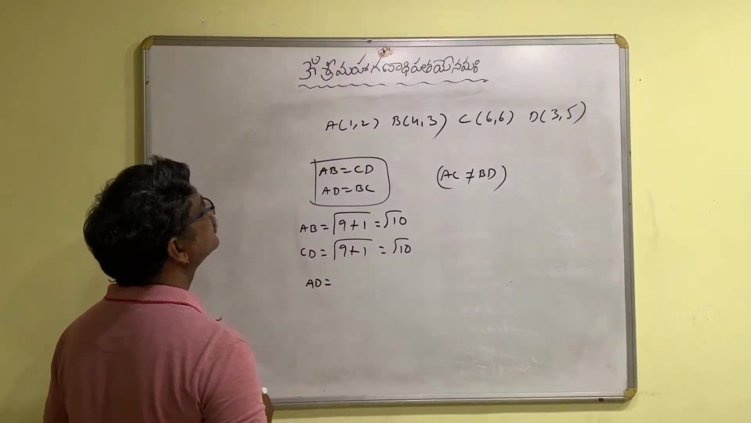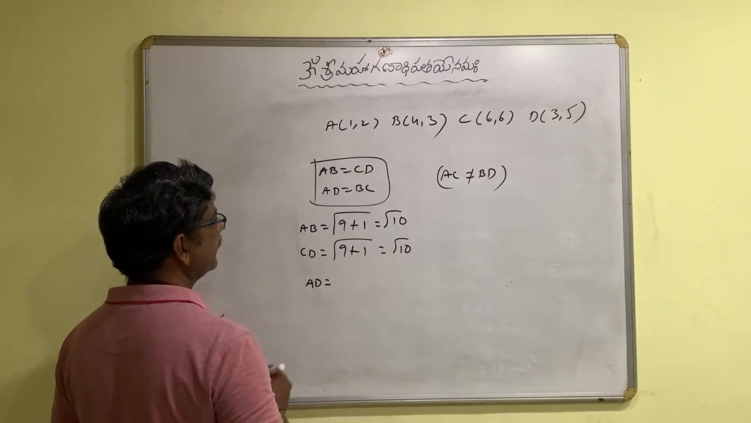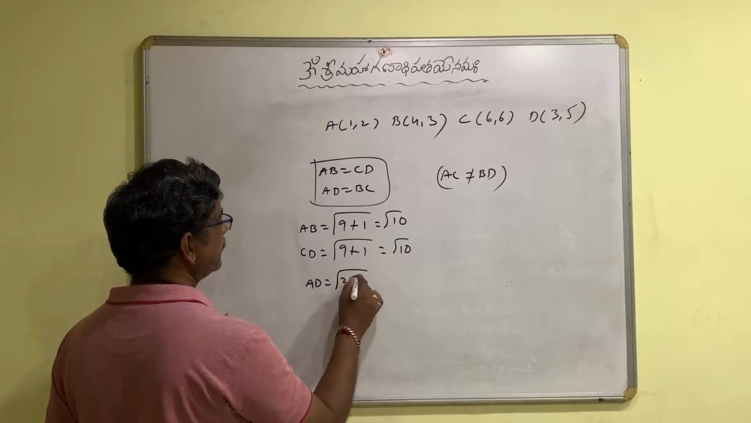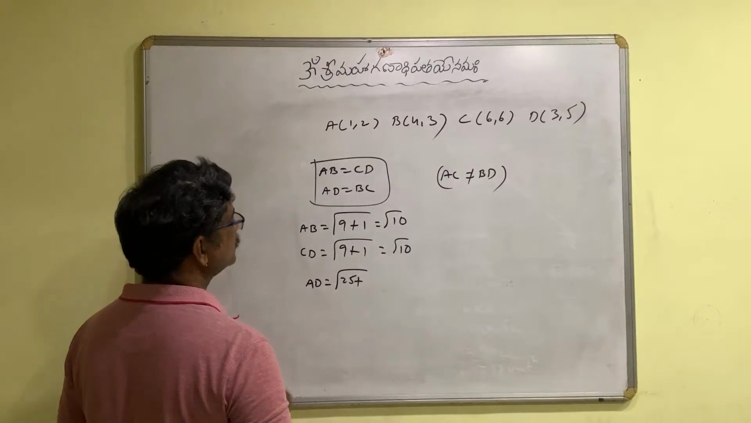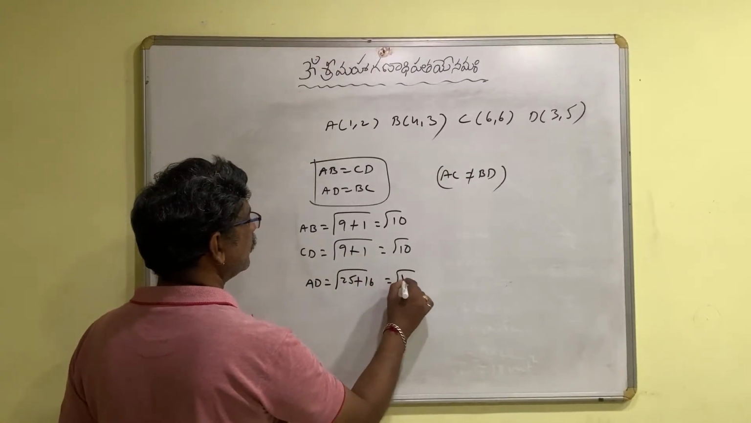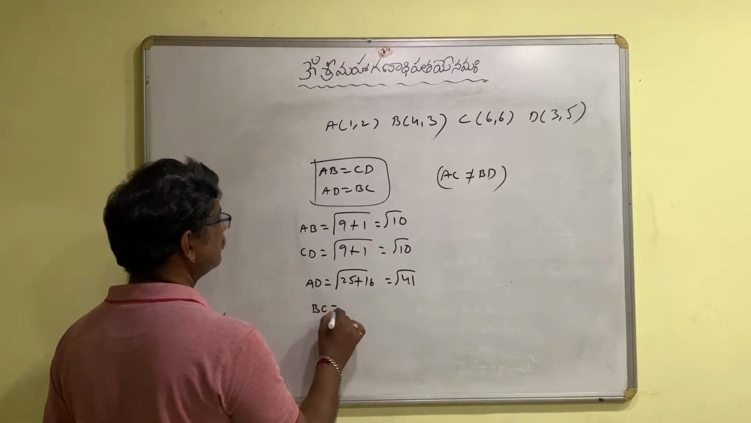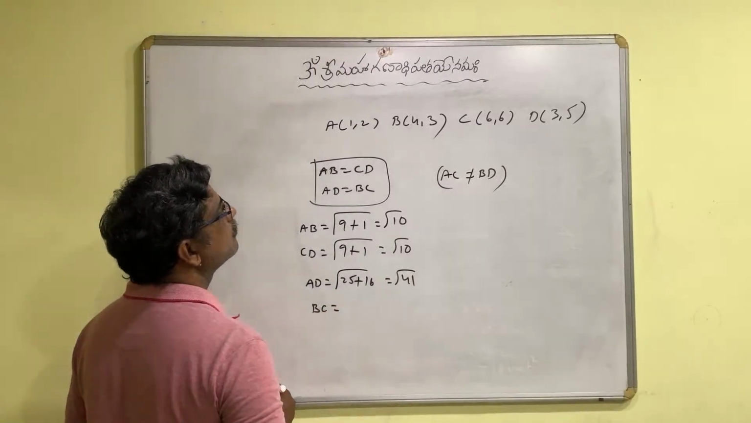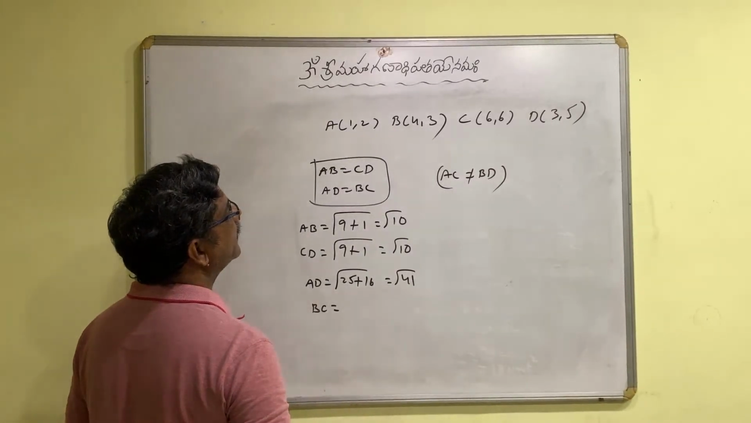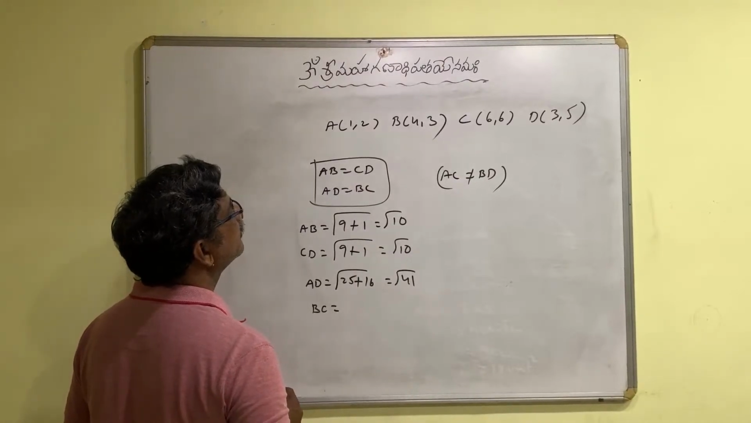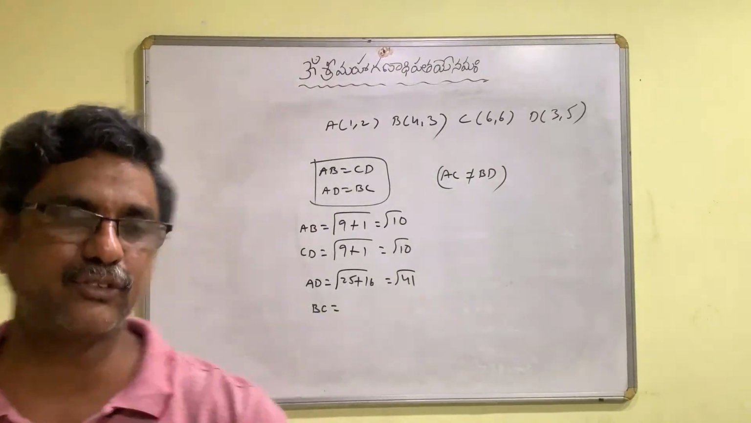Now AD. AD distance. 1 minus 6, minus 5, minus 5 whole square, 25, plus 2 minus 6, 4, 4 square, 16, root over 41. AD and BC now. BC: 4 minus 3, 1. Sorry, AD and BC we need to see.